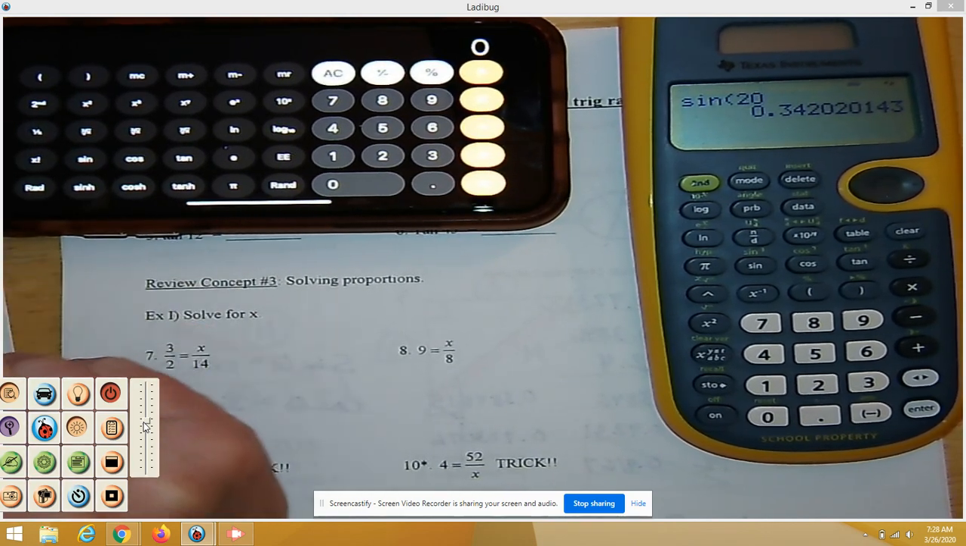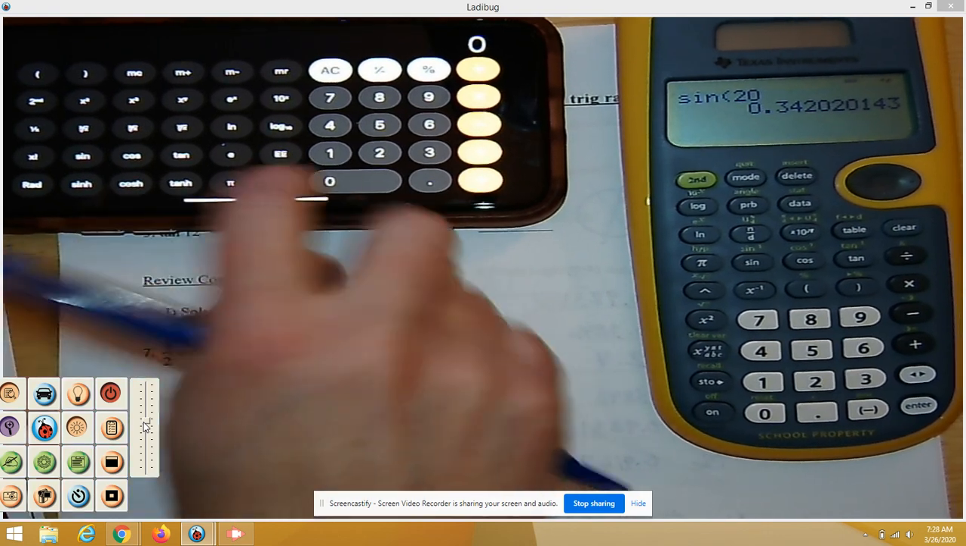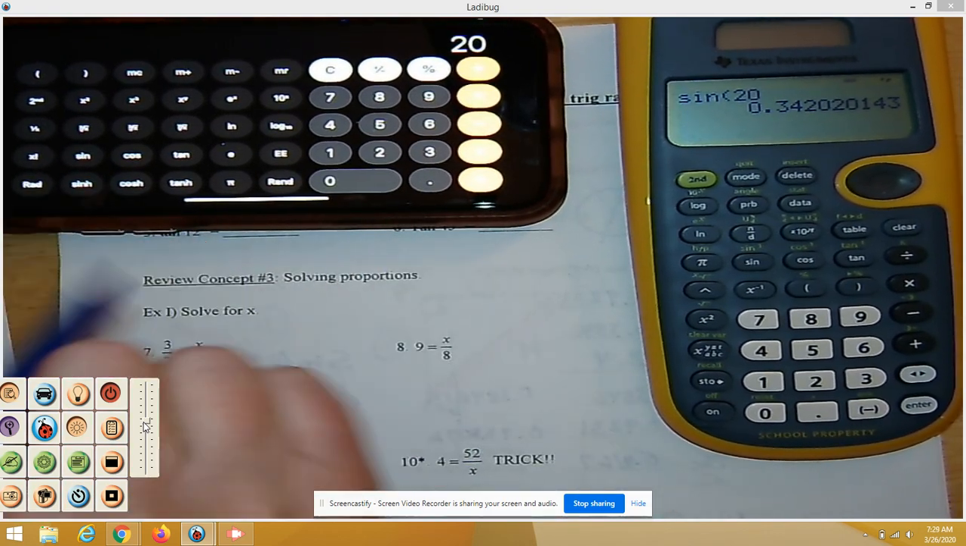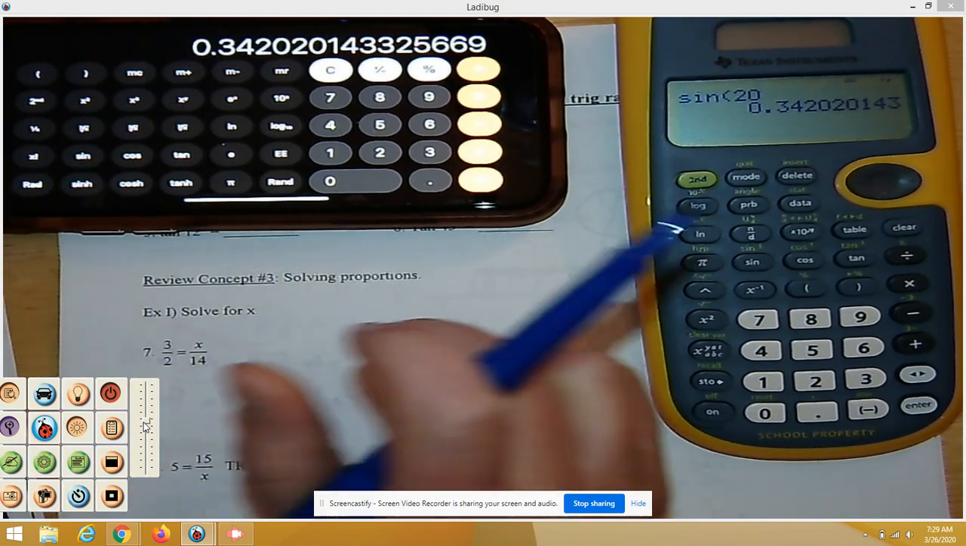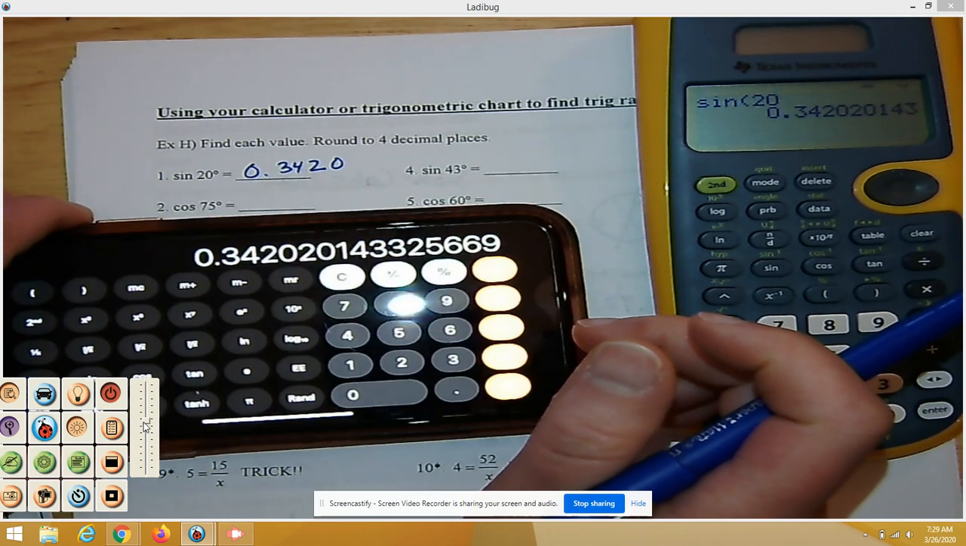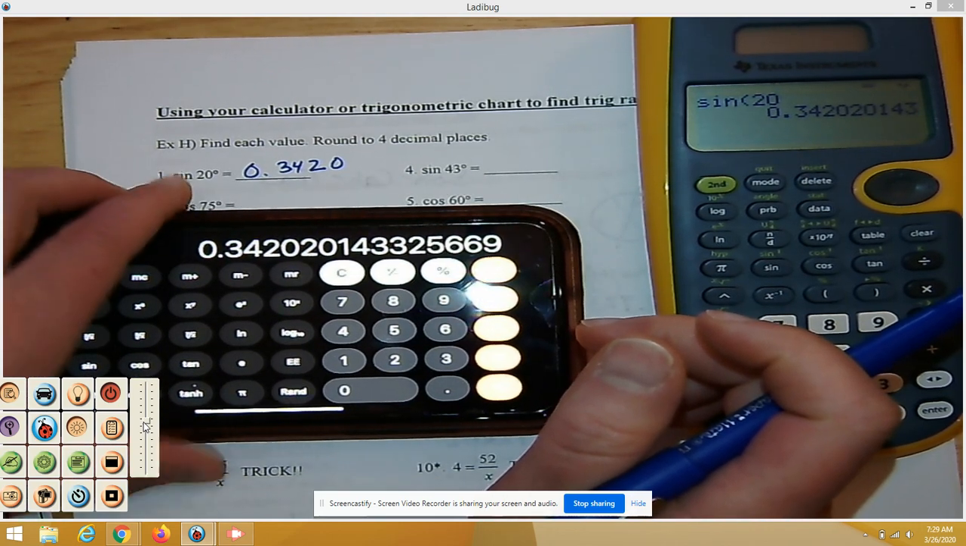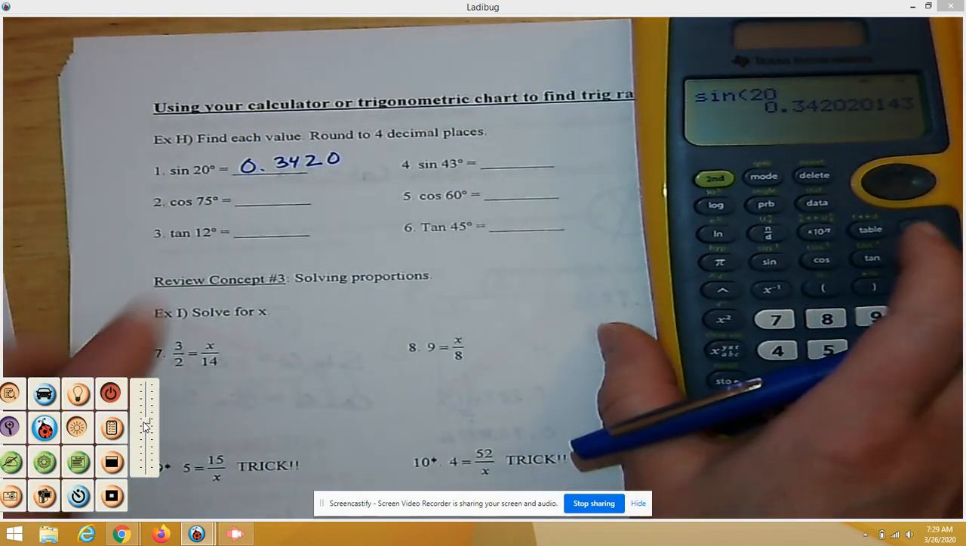All right, so this is Levi making a math mistake here. So I'm going to have 20, and then the sine is this key here that I'm pointing to. So I'm going to hit that, and I get my exact number there. Okay, so you can do either one. Take a moment, and you should be able to do all of them now.